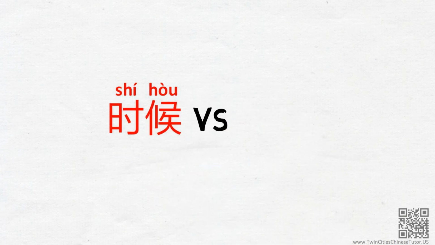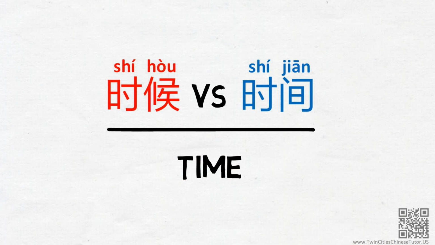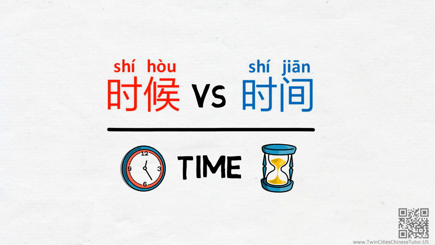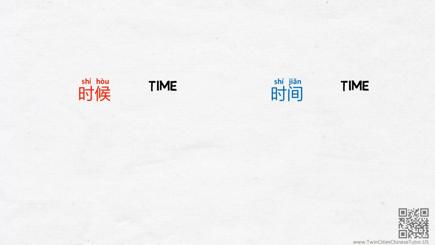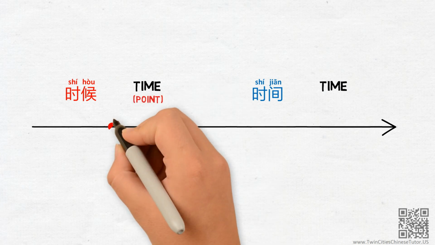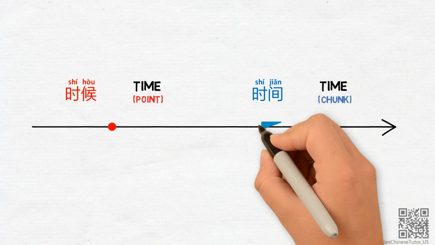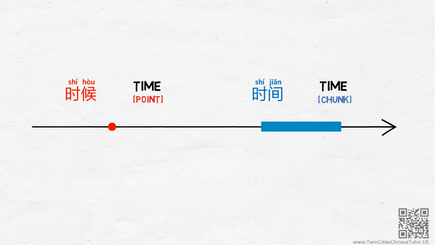时候 and 时间 properly. The English word time can be translated into Chinese as both 时候 and 时间. But in fact, these two words have different meanings if we look closer. If we consider the idea of time as a line passing continuously from one direction to another, 时候 refers to a point on the continuum, while 时间 refers to a chunk of this continuum.